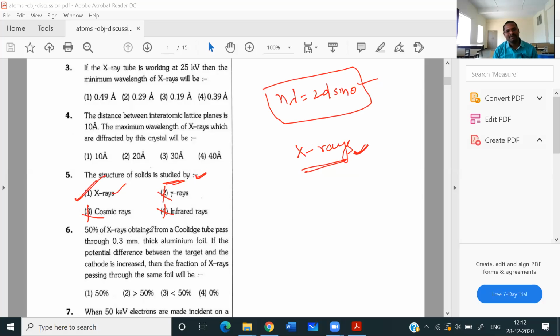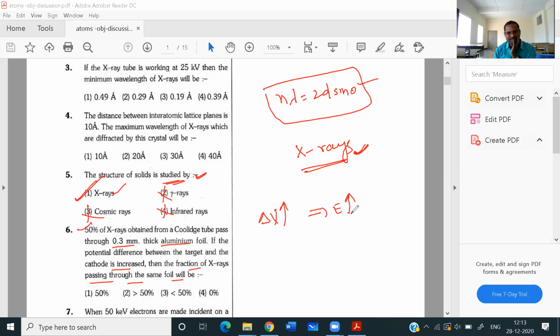50% of X-rays from a Coolidge tube pass through 0.3 millimeter thick aluminum foil. If the potential difference between the target and cathode is increased, if you increase the potential difference delta V, what happens to its energy? The energy of incident X-rays also increases. Then the fraction of X-rays passing through the same foil will be, how much? First it is 50%.